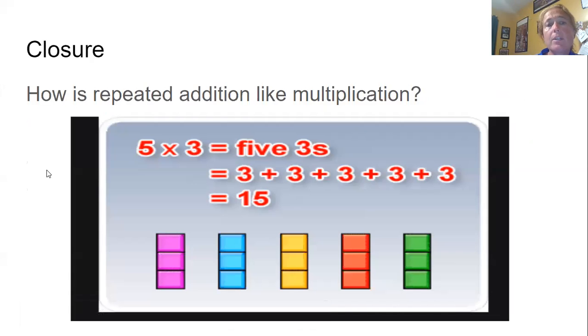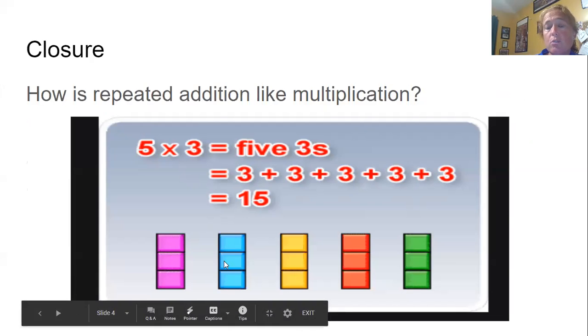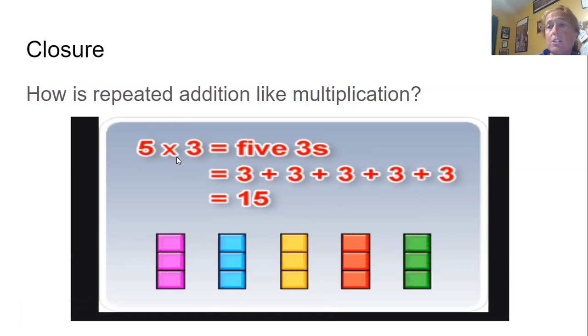Now, let's discuss how is repeated addition like multiplication, okay? So we have 1, 2, 3, 4, 5 groups of 3. So we know that 3 plus 3 plus 3 plus 3 plus 3 is 15. So it's 1 group of 3, 2 groups of 3, 3 groups of 3, 4 groups of 3, 5 groups of 3.